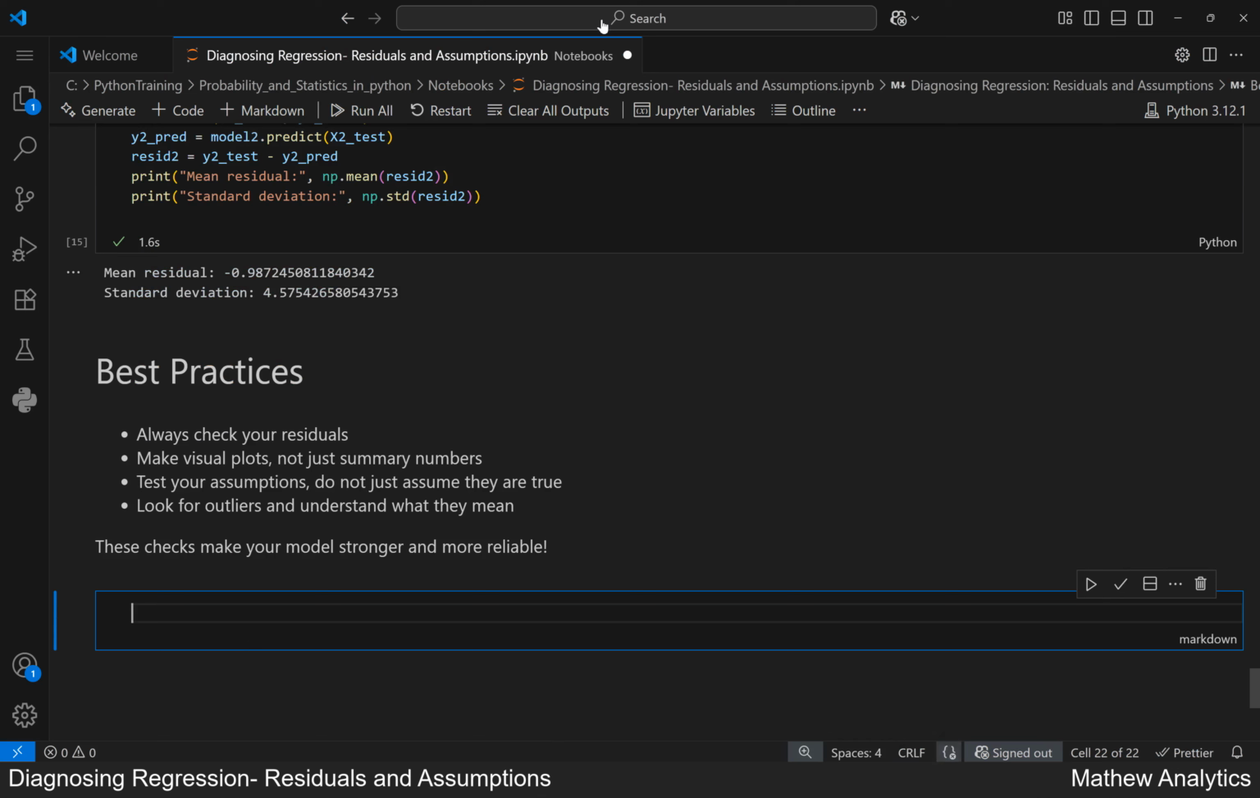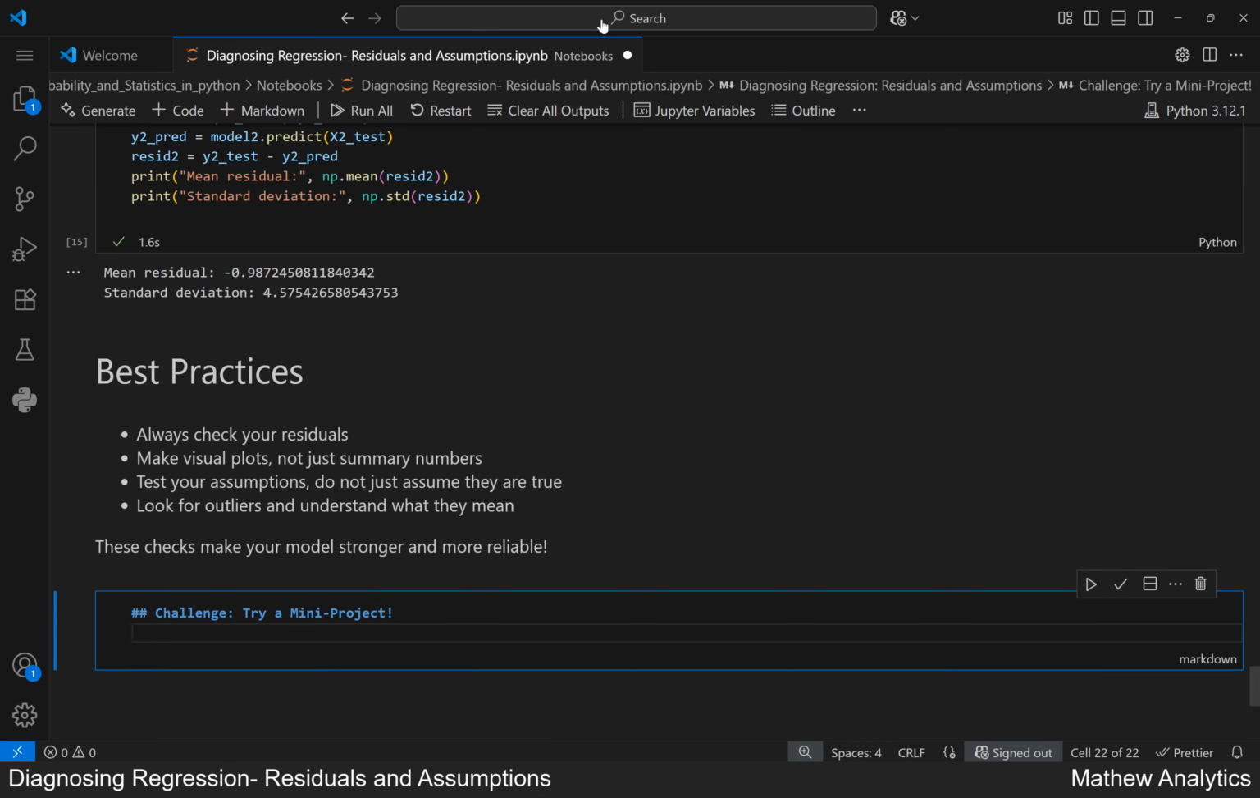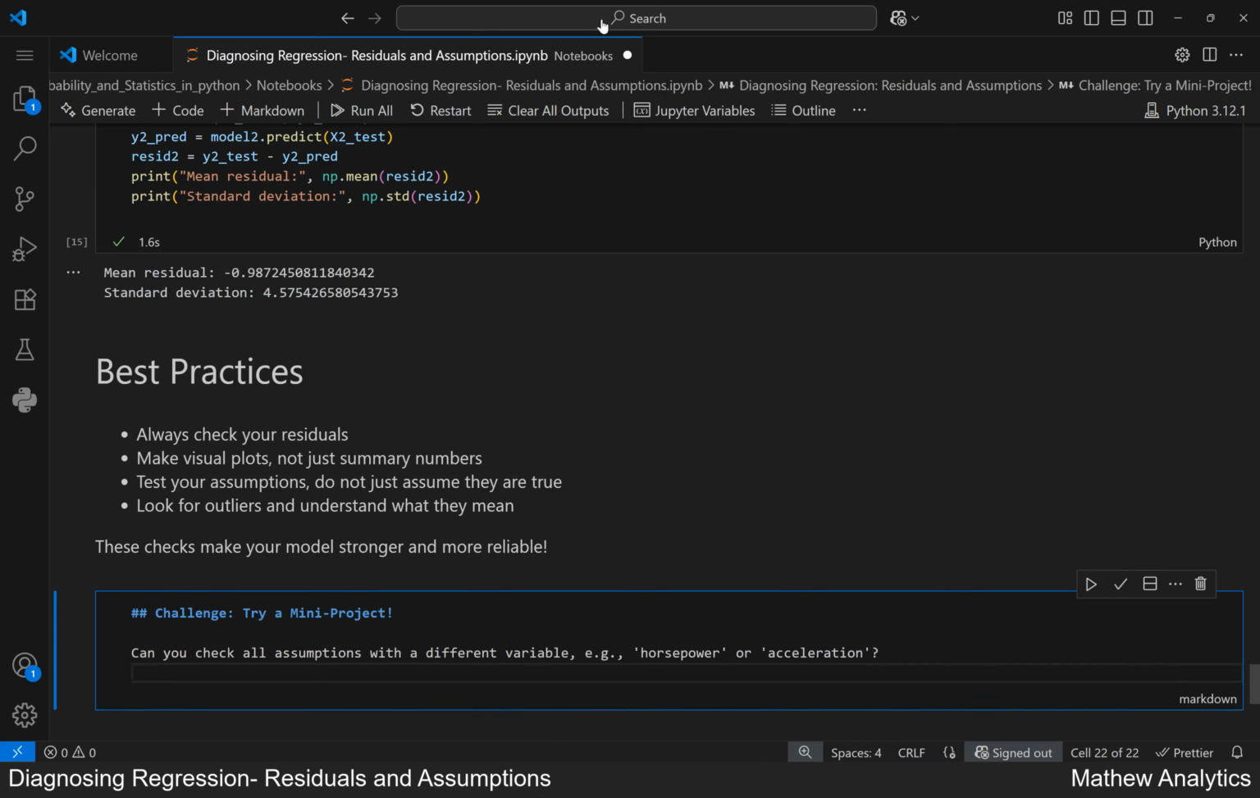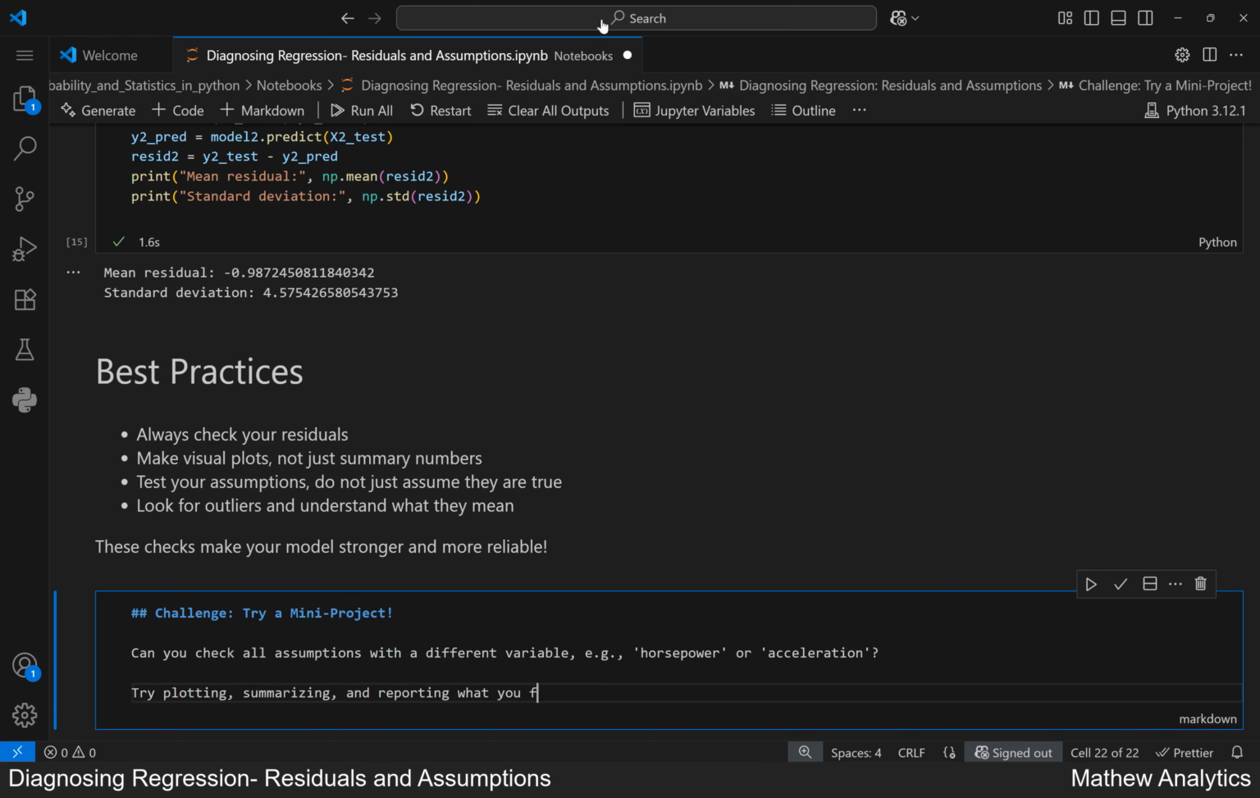Challenge: try a minute project. Can you check all assumptions with a different variable such as horsepower or acceleration? Try plotting, summarizing, and reporting what you find.